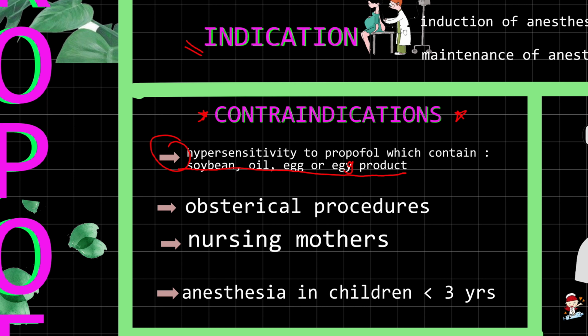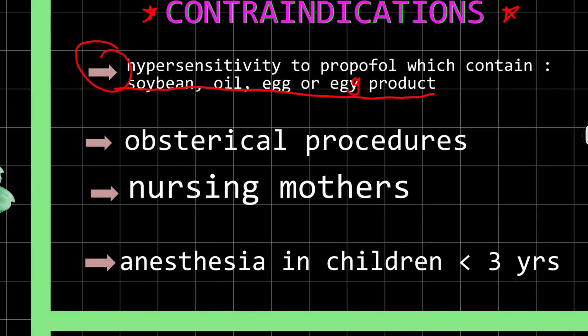We can talk about which we will talk about in a bit. Now, what are the other contraindications? We have here obstetrical procedures. OB procedures, hindi po siya binibigay because it can cross the placenta. Also, we're talking about the placenta.